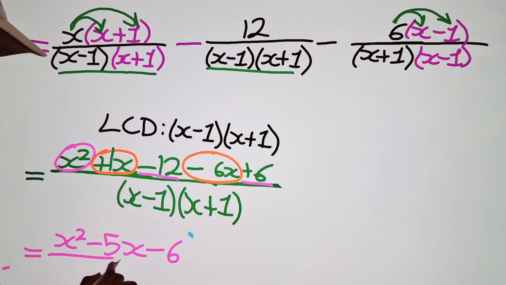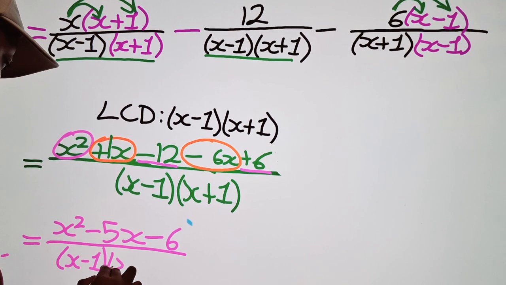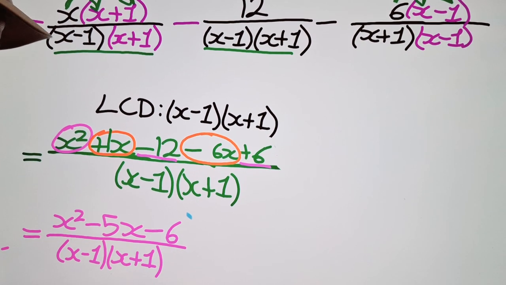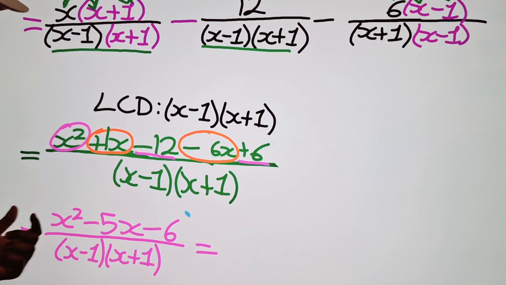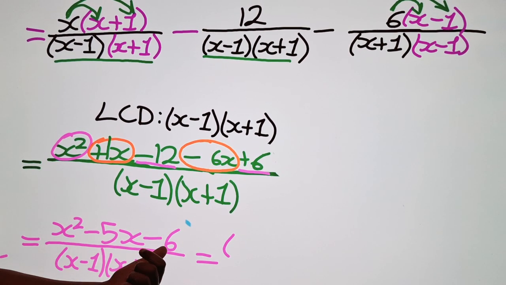Just like that. Then over what? Over x plus 1. Then the last step, you just factorize the trinomial. Trinomial means that it has 3 terms, right?